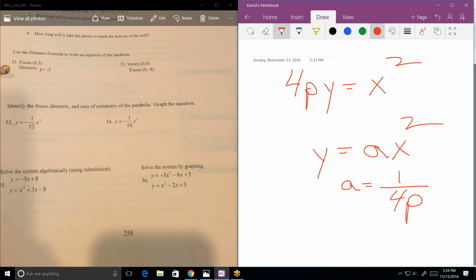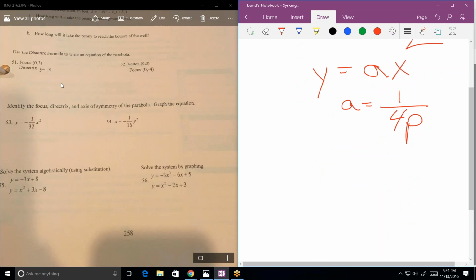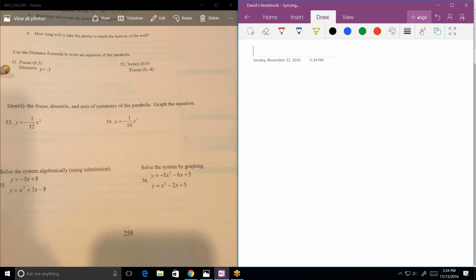Actually, we're done with the problem. The questions I just asked you have more to do with 53 and 54, which I think we should jump to at the moment rather than doing 52. Using the distance formula to write an equation of the parabola, those are going to be the hardest problems you get. Let's go to 53. We'll get back and do 52 if we still have time.